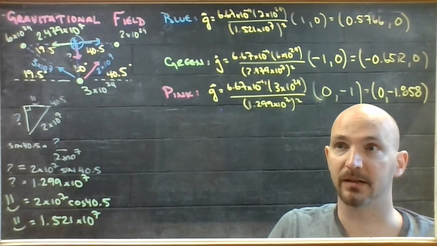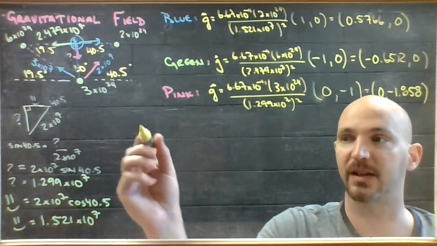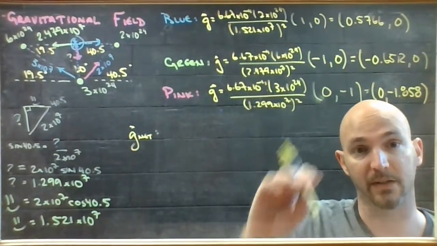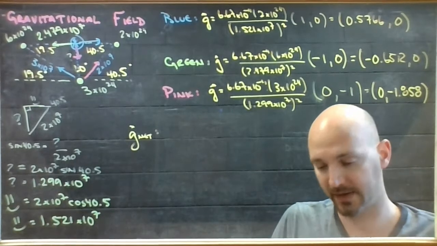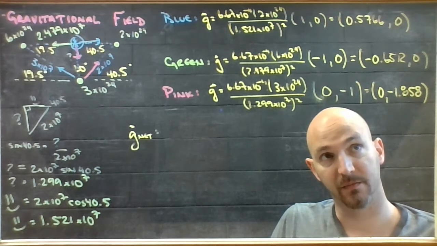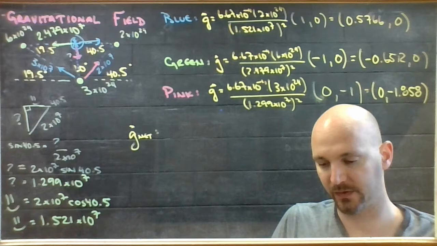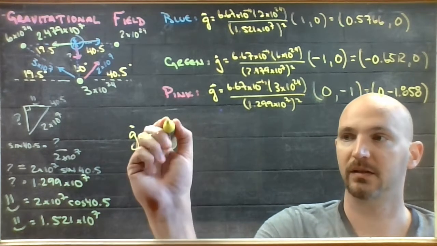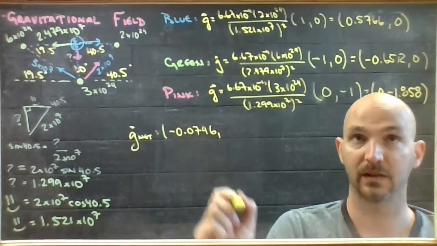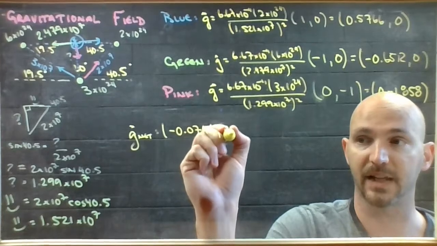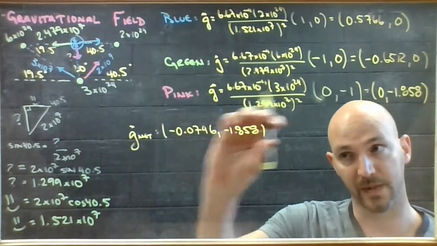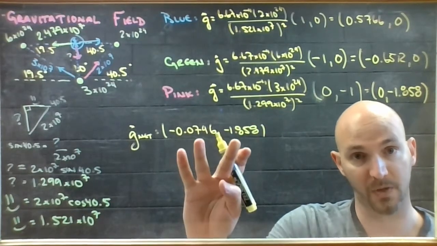Okay, good. So in order to get my net gravitational field, I'm going to have to add all of these up. So 0.5766 plus negative 0.6512 gives me negative 0.0746, and the only vertical component I have is negative 1.858. Okay, so that is the net gravitational field in component form.